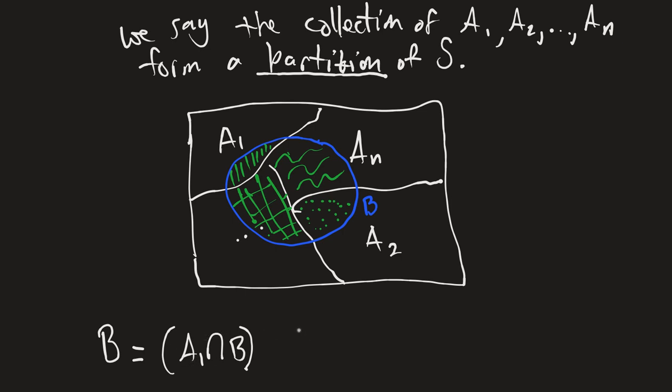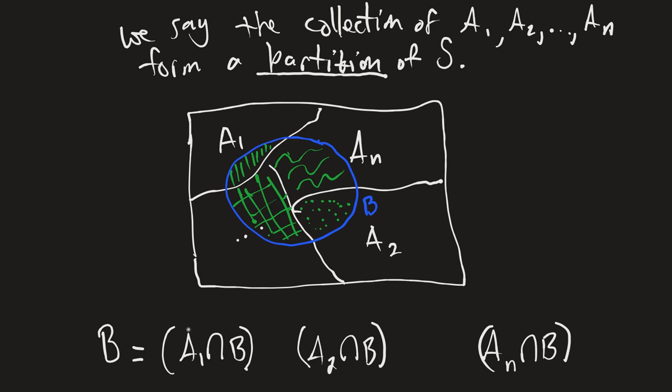And then do the same thing with A2. So again, look at this part here that intersects with B. So that's A2 intersect B. And then continue that all the way up until you get to the nth subset of your partition. So look at where B and AN intersect. So in other words, I can write B as this complicated expression here, but it's complicated for a reason. So like this.